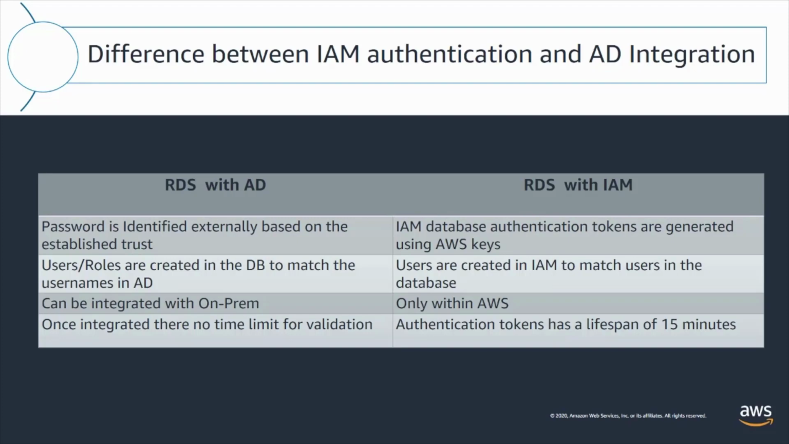With RDS and AD, managed AD in AWS could establish a two-way trust to the on-prem AD. However, users should be created in the database. With IAM, users would have to be created in IAM, but you don't have to take any action in the database. With RDS with IAM, the STS token has a time limit of 15 minutes. Hence, if the same user needs to connect to the database and open up another connection after 15 minutes, a new key would have to be generated. No such restriction exists with RDS and AD.